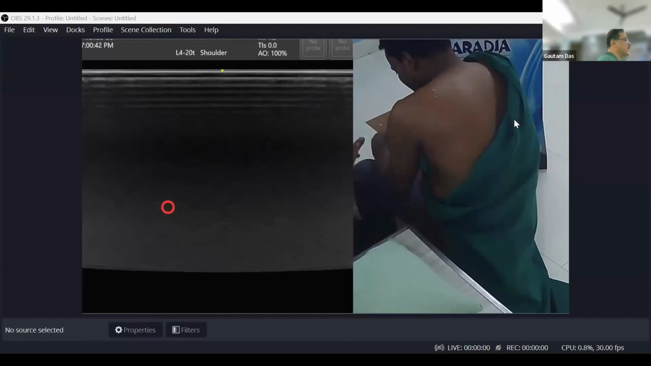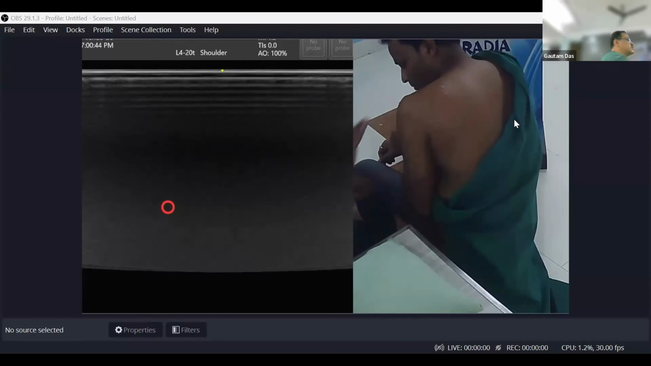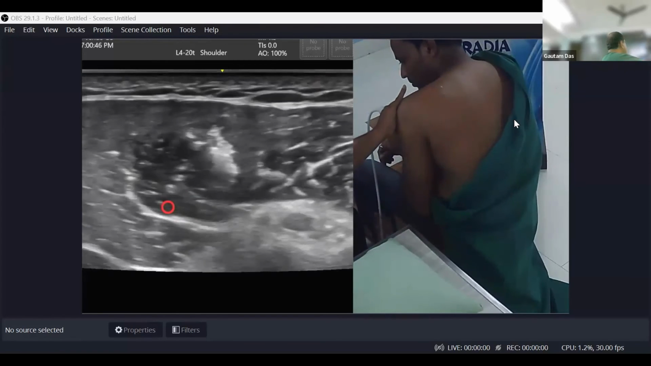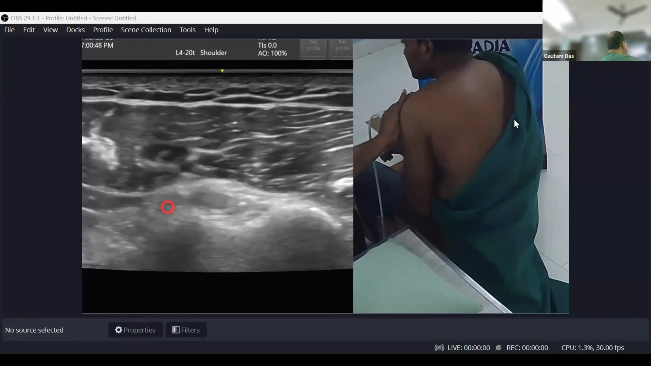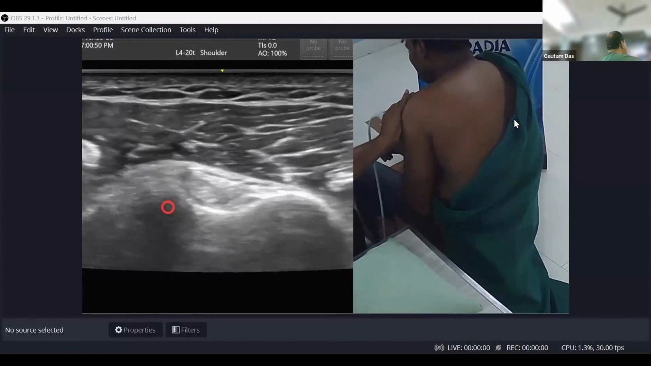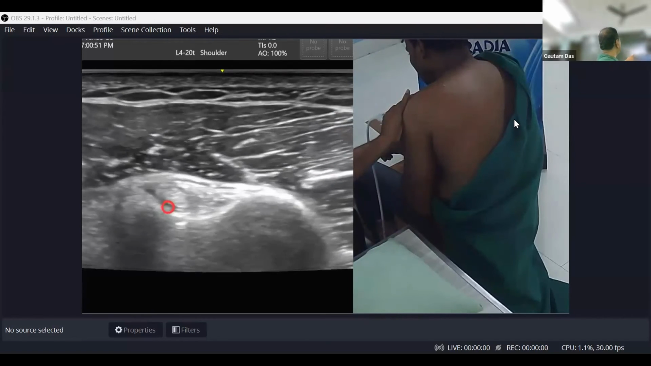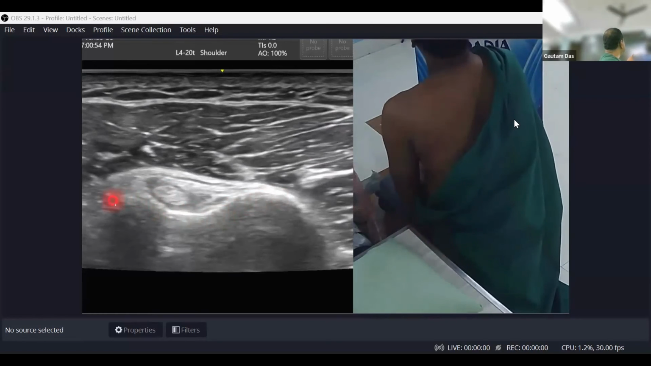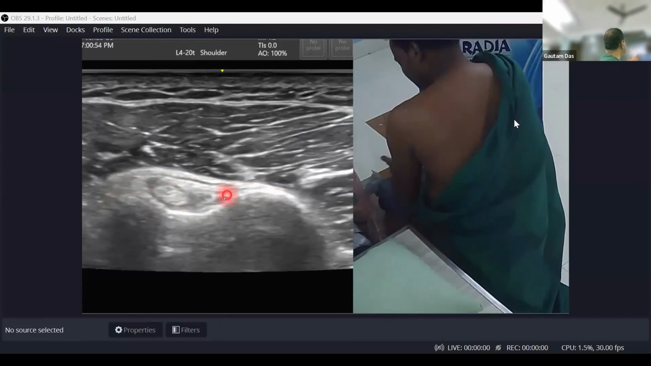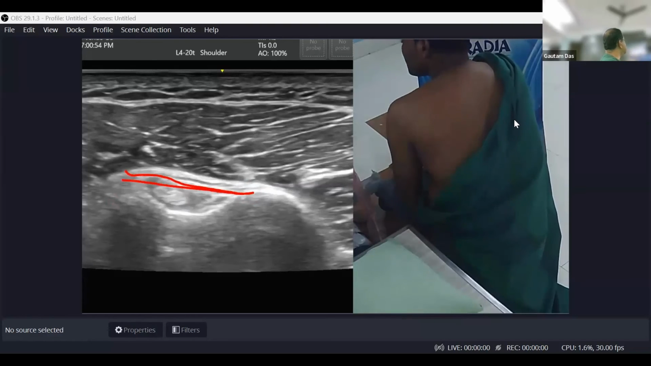Okay, I forgot to mention another important ligament, the transverse humeral ligament. I have shown you almost all the other ligaments. So you can see this is the bicipital tendon. This was your greater and this is your lesser tubercle. And this ligament, which is connecting from this side to this side, let me draw with the pen. This ligament is your transverse humeral ligament.